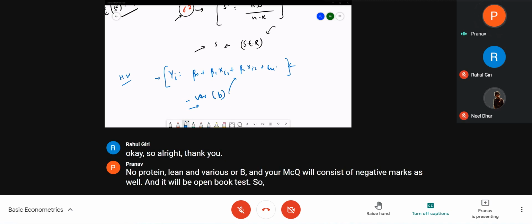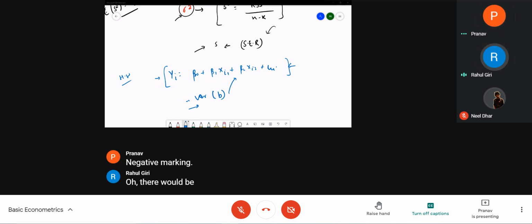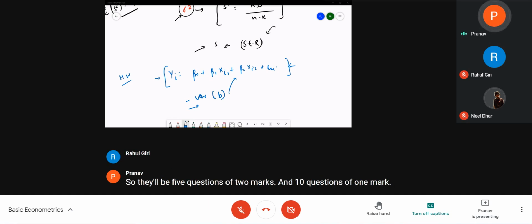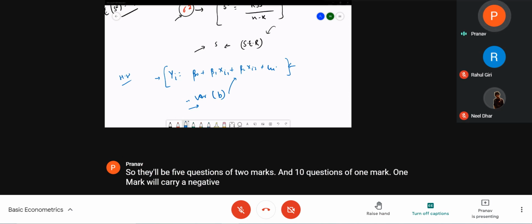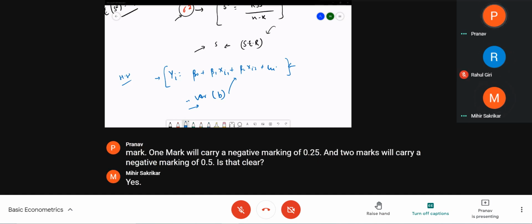Could you just repeat that part? Negative marking. Oh, there would be negative marking. All right. There will be 5 questions of 2 marks and 10 questions of 1 mark. 1 mark will carry a negative marking of 0.25 and 2 marks will carry a negative marking of 0.5. Is that clear? Yes, sir.